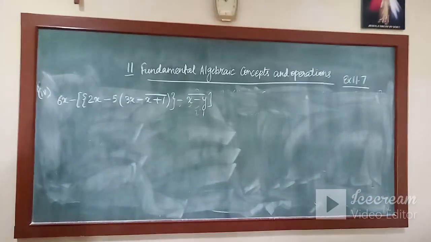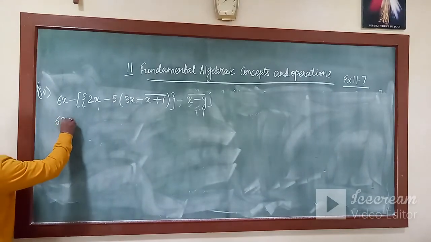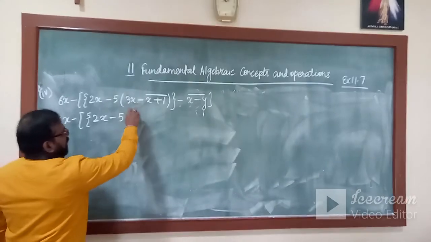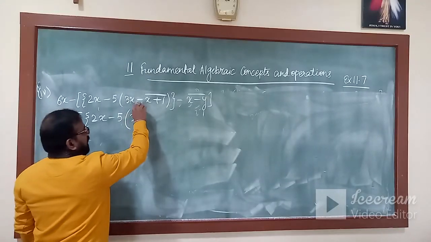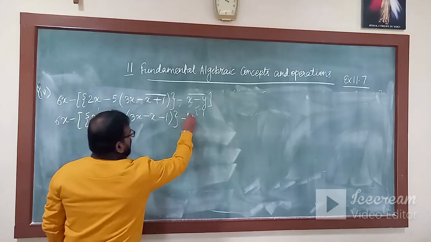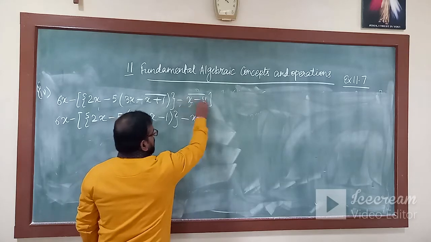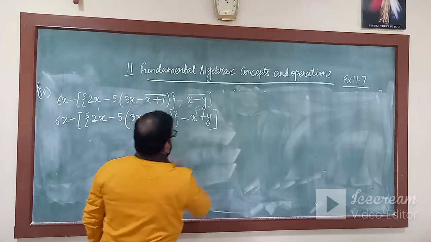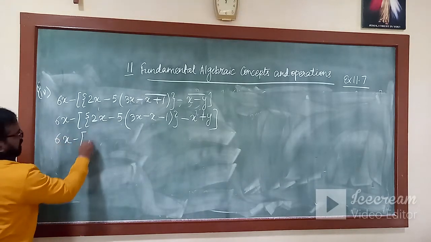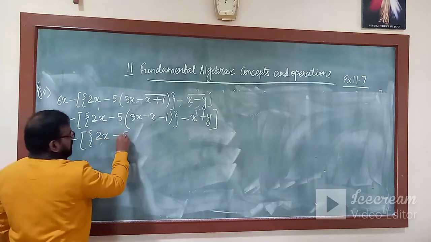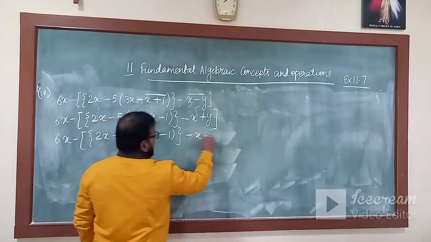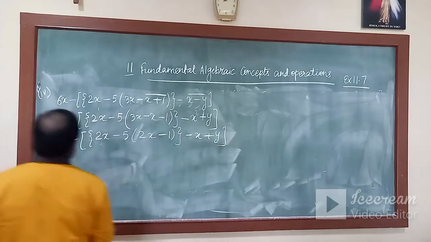Okay, let's see this expression. So it is 6x minus, this is 2x minus 5, and it becomes 3x, and minus plus is minus, minus minus plus y. So similarly minus plus is minus, minus minus plus y. So we have removed these two bars. Now it is 6x minus 2x minus 5 into 2x minus 1 minus x plus y.